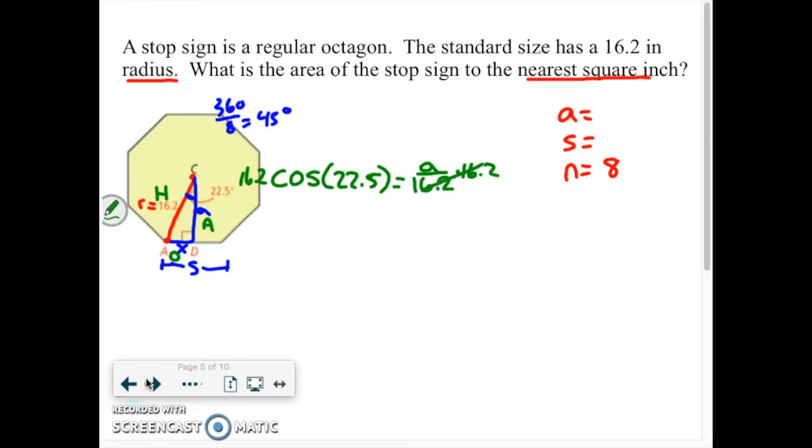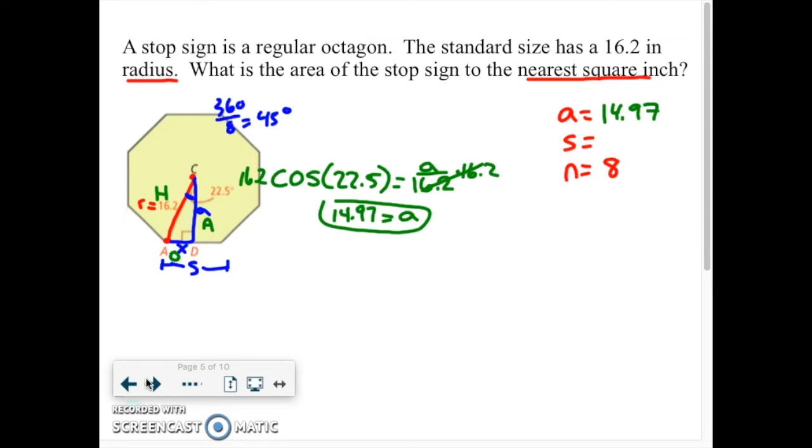All right, and we can go to the calculator for this step. 16.2 times cosine of 22.5. When you punch that in, you end up with about 14.97. So that's the apothem. We have that one figured out.